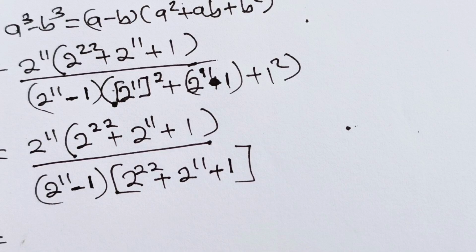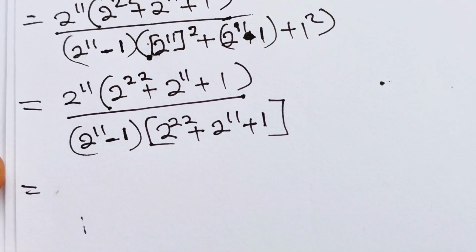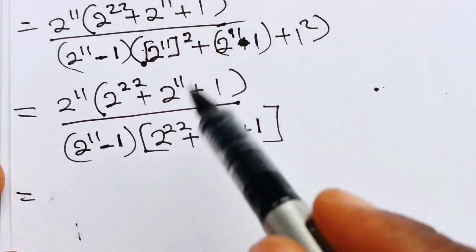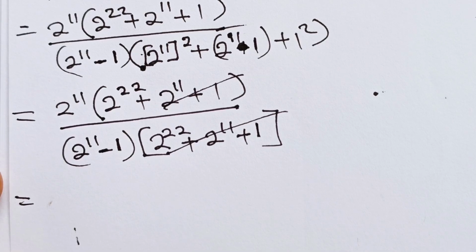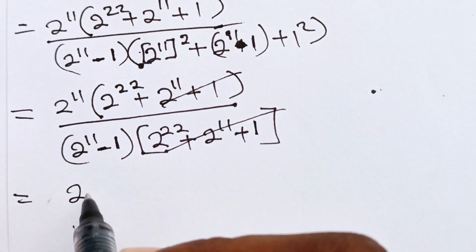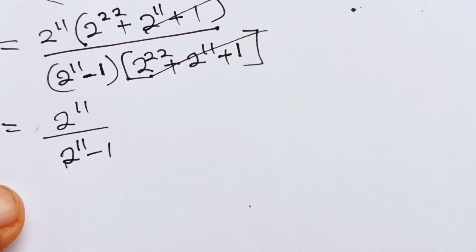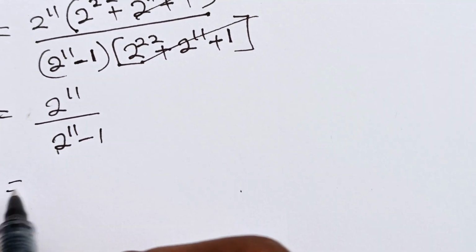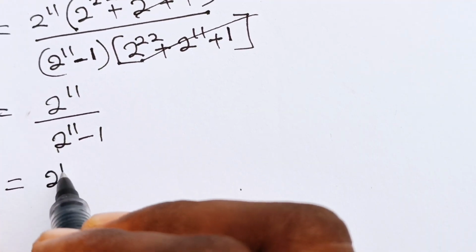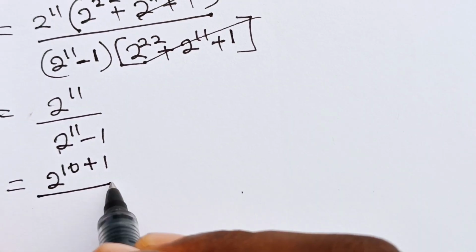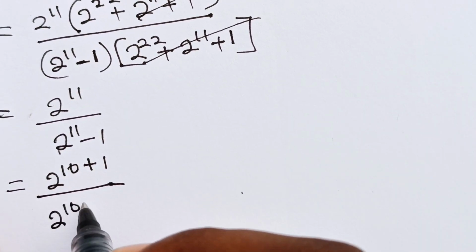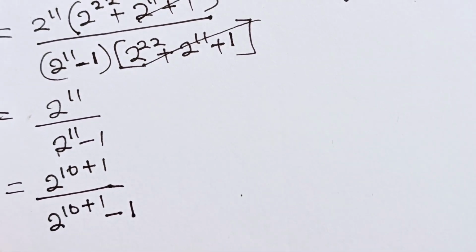So this is equal to, now if you look at this very well, notice that this and this are the same, so they will cancel out. Now we have 2 to the power of 11 divided by 2 to the power of 11 minus 1. Now we continue. So this is equal to 2 to the power of 10 plus 1 divided by 2 to the power of 10 plus 1 minus 1.